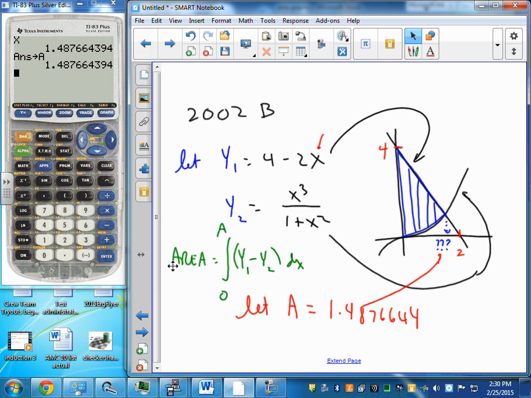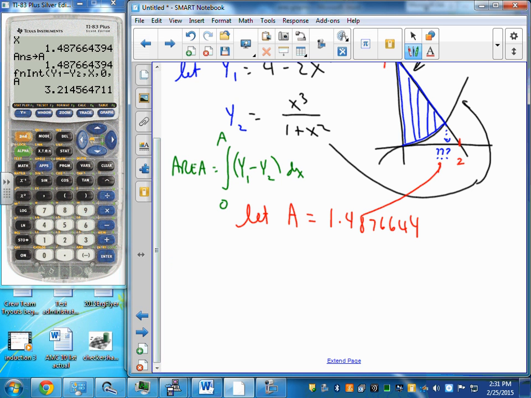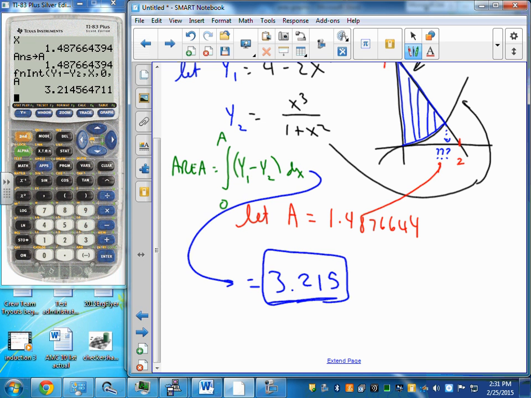So if we do that, then we can go straight to our calculator. Math 9, we're integrating. The top one is y1, vars, y vars, function y1. Take away the bottom one, vars, y vars, function y2, comma x, comma 0, comma alpha A, and that will give us our area. Okay, write that to the nearest thousandth. So the area equals 3.215 rounding. Okay, so you can look at the solution and see whether that's good.